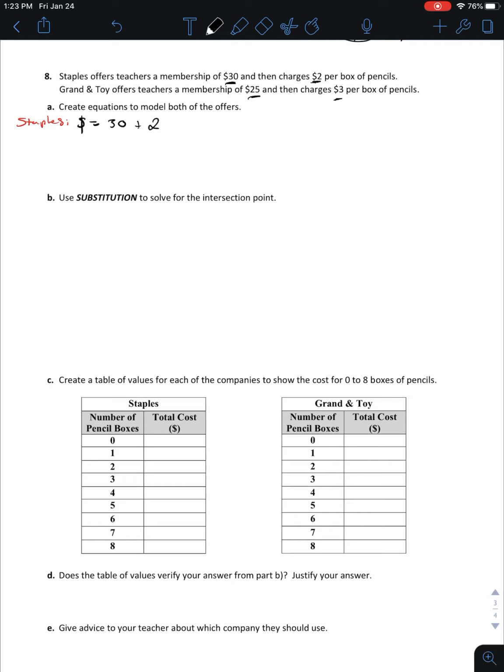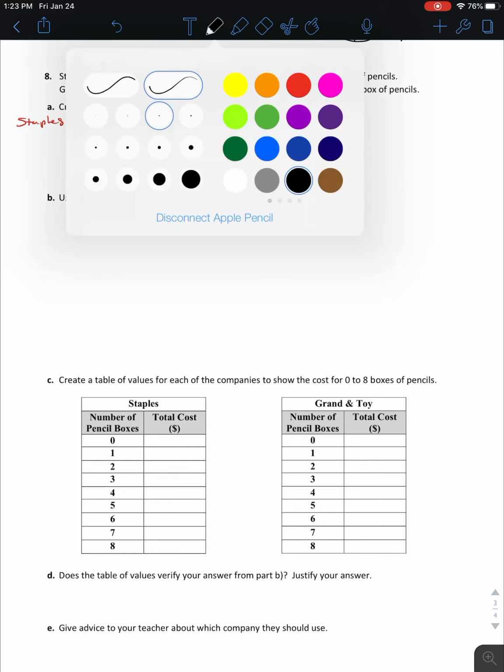And then additionally, they're going to charge me $2, but how many boxes of pencils are you going to buy? We don't know, so we say x. There's the first equation for Staples.